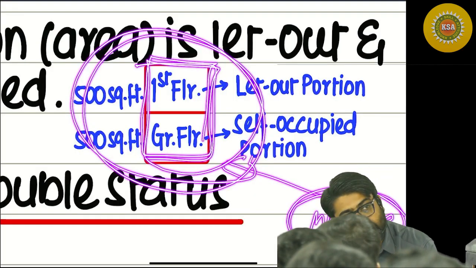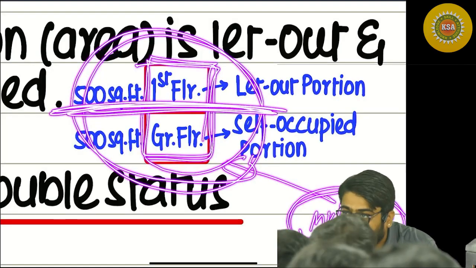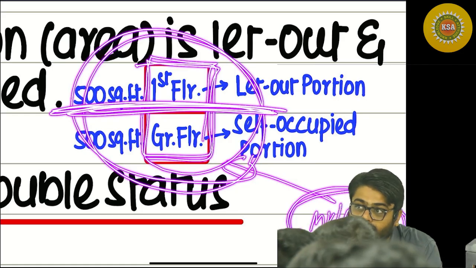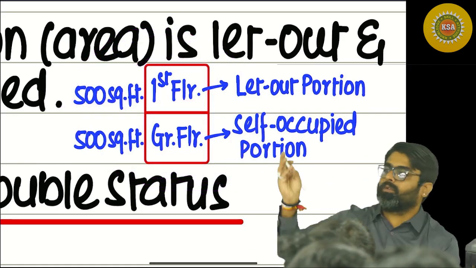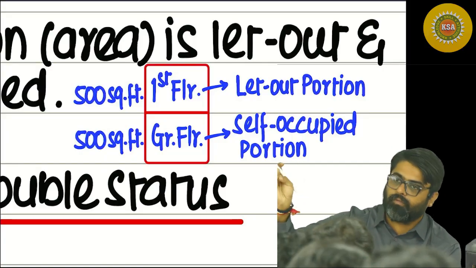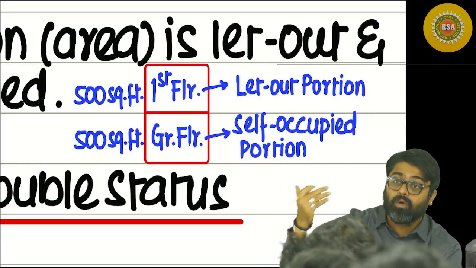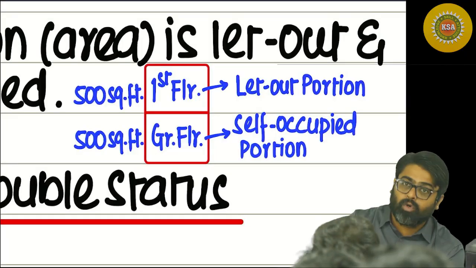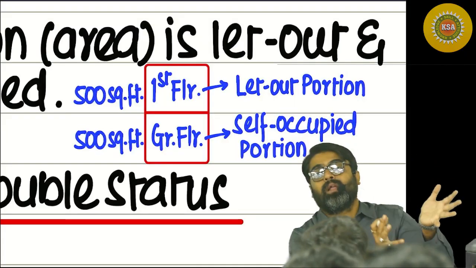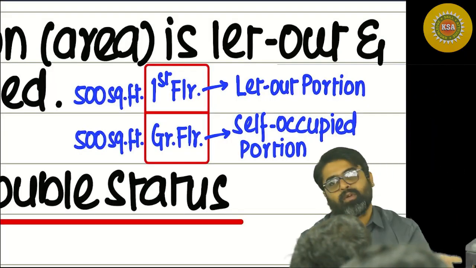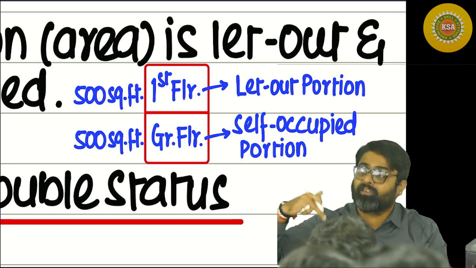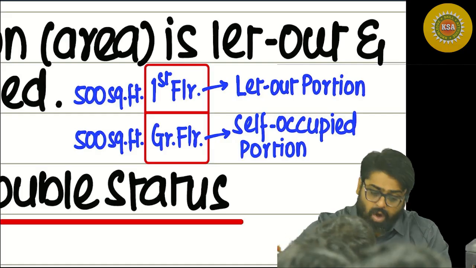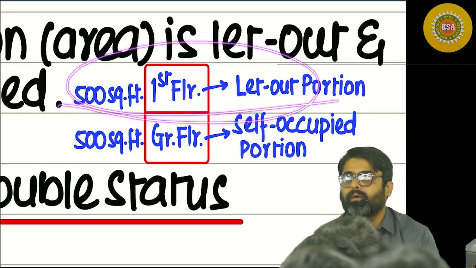Are you going to tax the annual value of the full property or only this portion? Yes or no? So what are you supposed to do? You are supposed to divide these amounts. If the municipal value, fair rent, standard rent is given for the full property, and you take those amounts to calculate the annual value, the annual value will be calculated for the full property. Are you going to tax the annual value of the full property, or only for the let out portion you are going to do it?